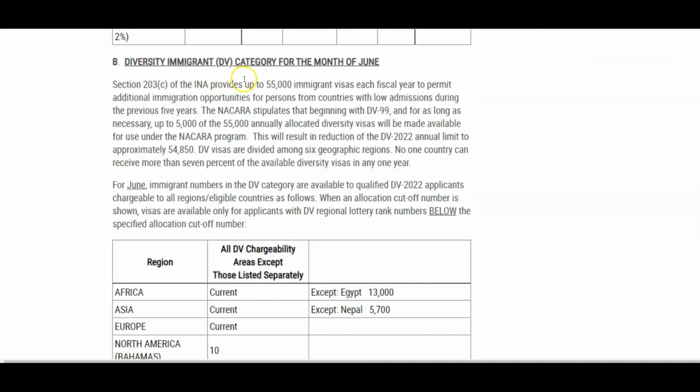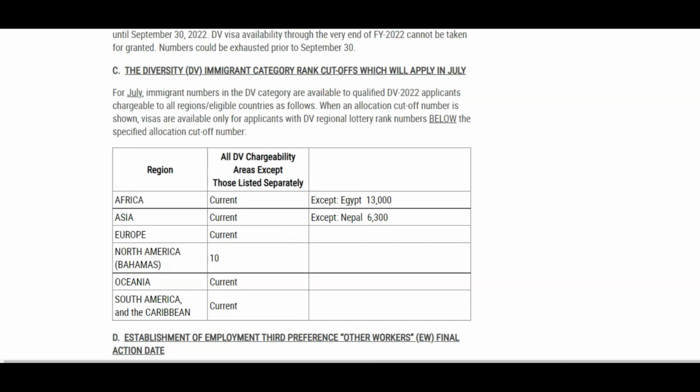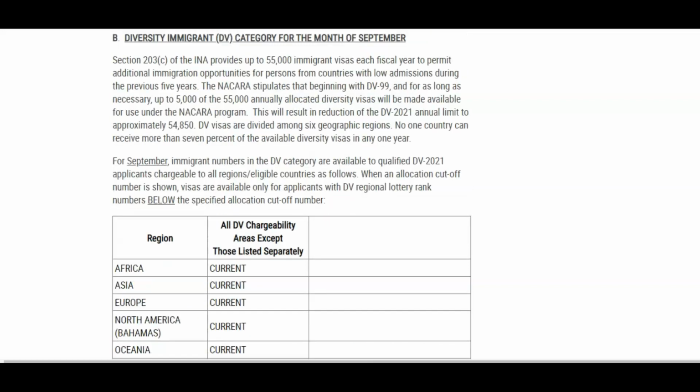Alright, this is the DV category of the Visa Bulletin, and it shows information relating to available diversity visas for the upcoming 2 months presented in two separate tables. You remember I said at the beginning that if you were just selected in the diversity visa lottery, you have to begin following the Visa Bulletin from the month of August. In the month of August, the Visa Bulletin that will be published is going to look something like this.